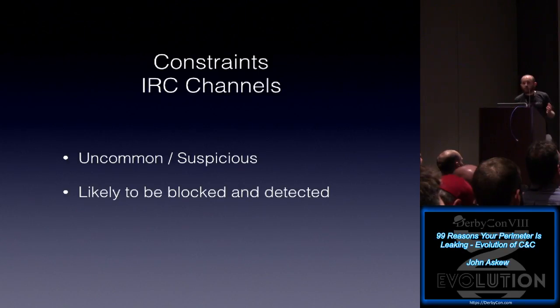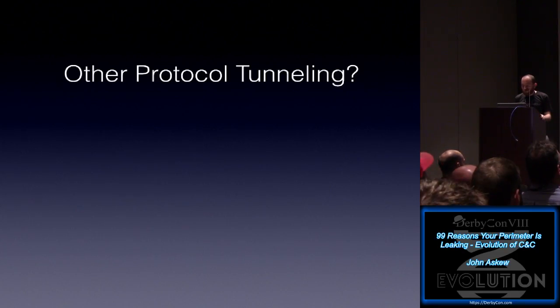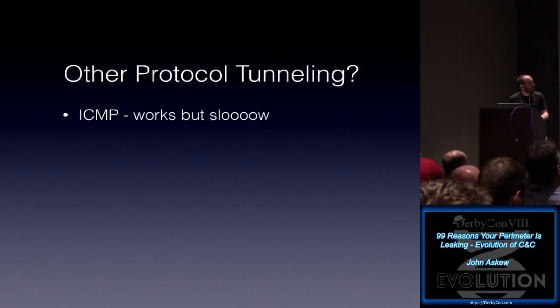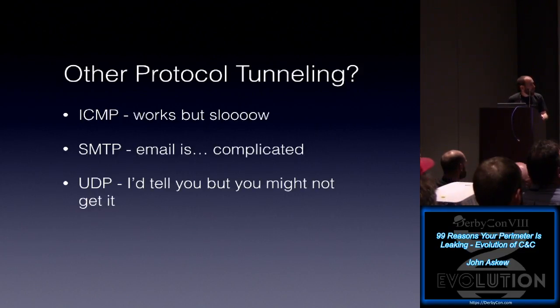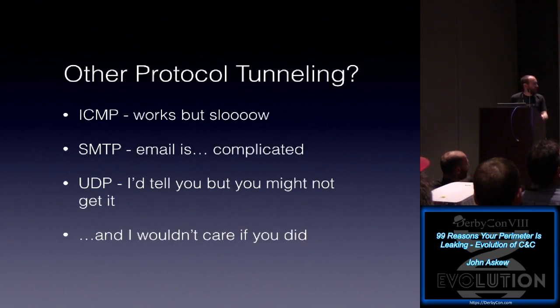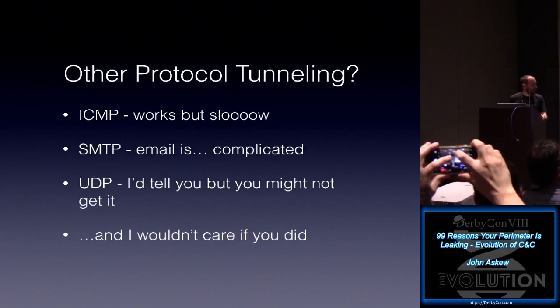But I like this idea of tunneling through protocols, right? So are there other protocols that we can tunnel through? Sure, we can do just about anything. You've got ICMP, which you can tunnel through, but it's kind of slow and kludgy. You can send stuff through SMTP, but email's kind of complicated. I don't really want to get into that can of worms. We can just use raw UDP. There we go. Everybody's favorite UDP joke: I'd tell you, but you might not get it, and I wouldn't care if you did.